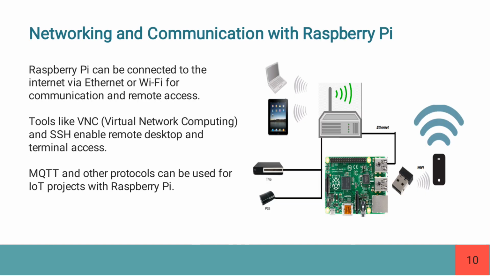And networking and communication with Raspberry Pi. Raspberry Pi can be connected to the internet via Ethernet or Wi-Fi for communication and remote access. Tools like VNC, virtual network computing, and SSH enable remote desktop and terminal access. MQTT and other protocols can be used for IoT projects with Raspberry Pi. Here you can see the communication and network with the Raspberry Pi.